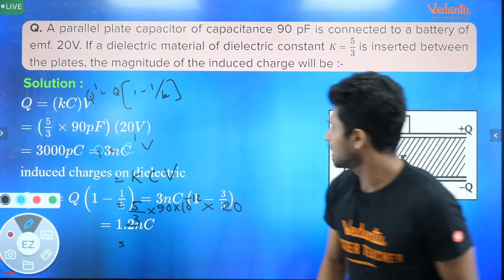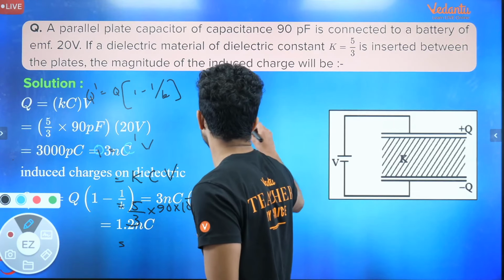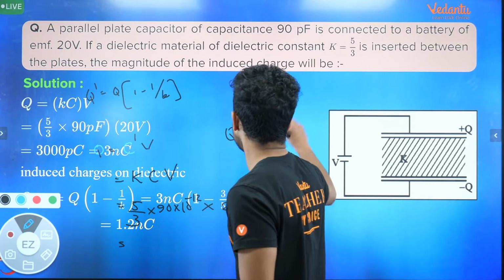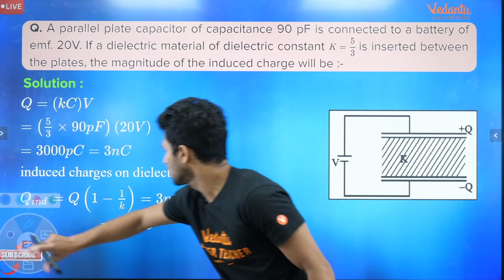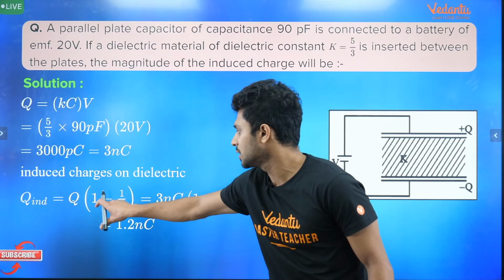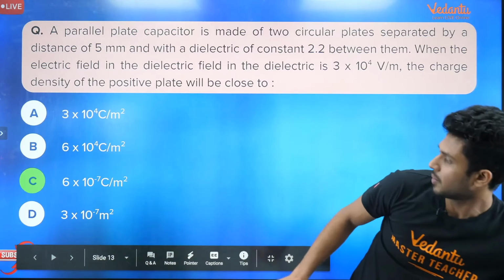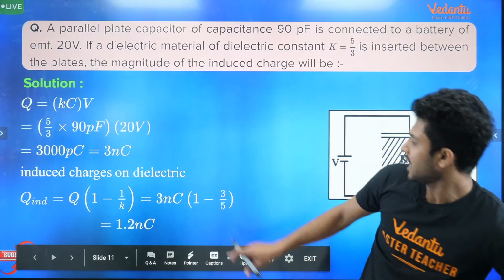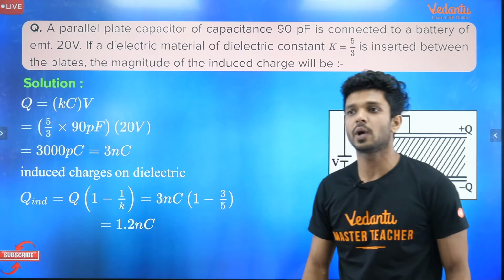So what you will be getting will be equal to 3 nanocoulomb. So the charge Q will be equal to 3 nanocoulomb once you do the particular calculation. Then you have to apply that Q in this formula: Q dash is equal to Q into 1 minus 1 by K. So that is 3 into 1 minus 1 by K. Fine. K is equal to 3 by 5, and you will have the net charge equal to 1.2 nanocoulomb.